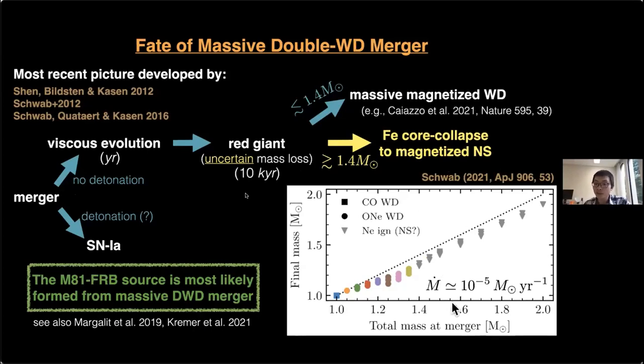Here's the most recent work, done by Josiah Schwab. You can imagine this is the mass at merger. This is the final mass. Of course, there's uncertainty on the mass loss history. This is one of the fiducial values, but it can vary by an order of magnitude up and down. So the final fate is really unknown. You can see that it's possible that massive white dwarf mergers do make neutron stars.